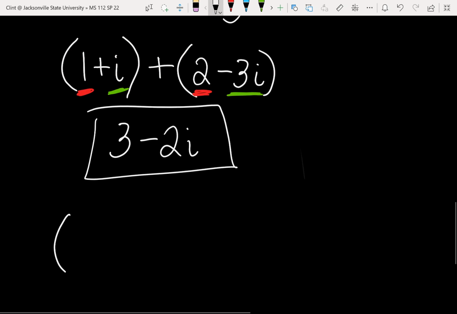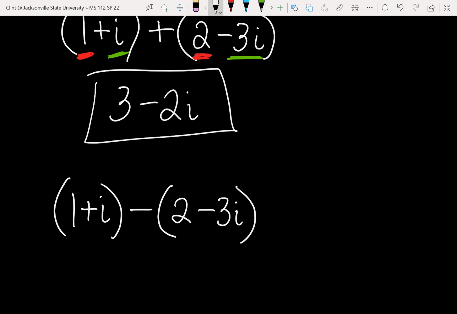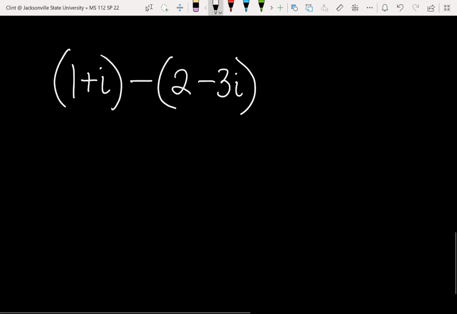What about subtracting? Let's just take our same two numbers, 1 plus i minus 2 minus 3i. Same two numbers, but this time let's subtract them. You can treat it just like we did with algebra expressions. We want to take the real parts and subtract them, and the imaginary parts and subtract them. The tricky thing here, you just have to be careful with the signs.